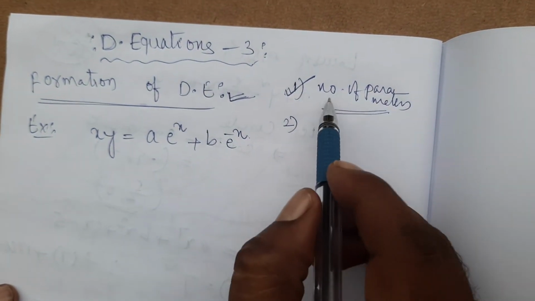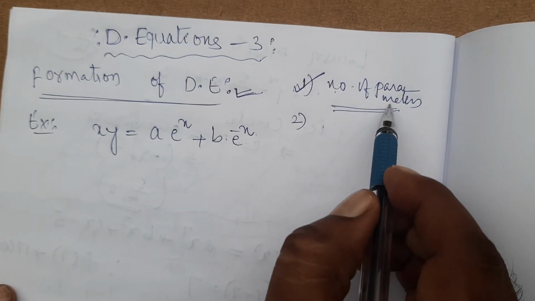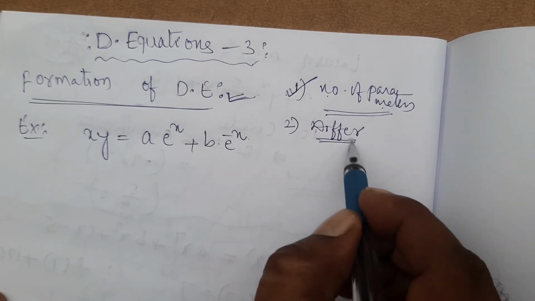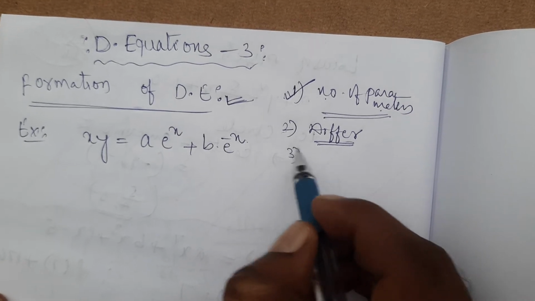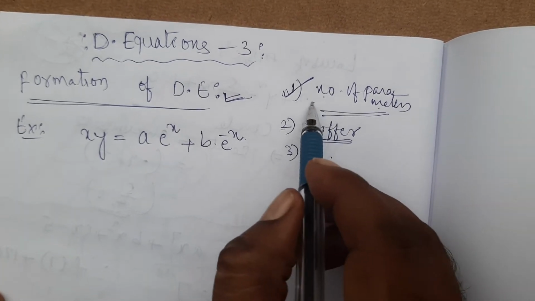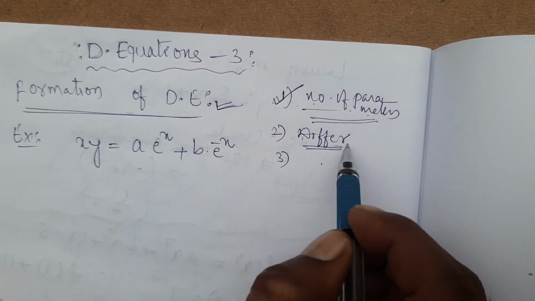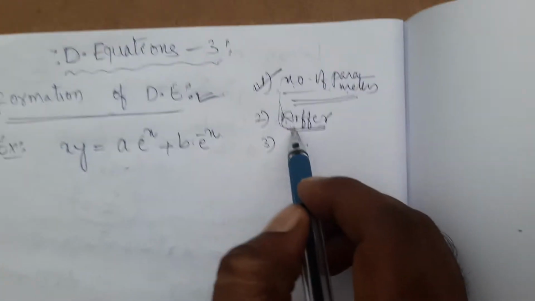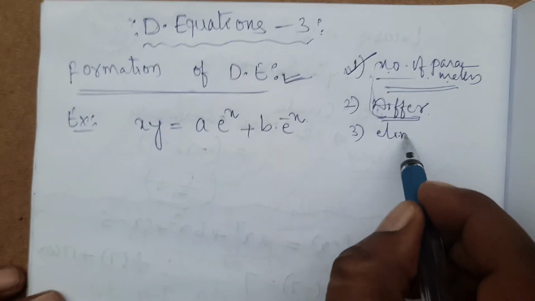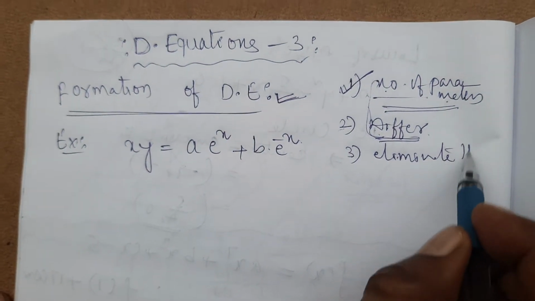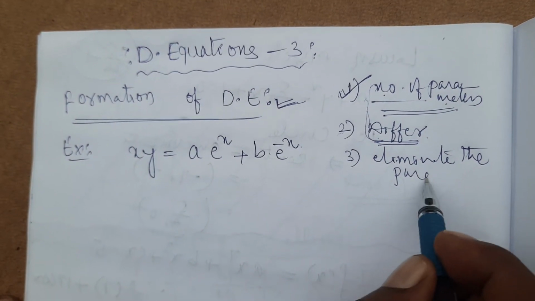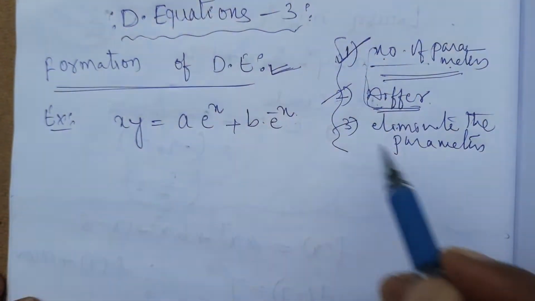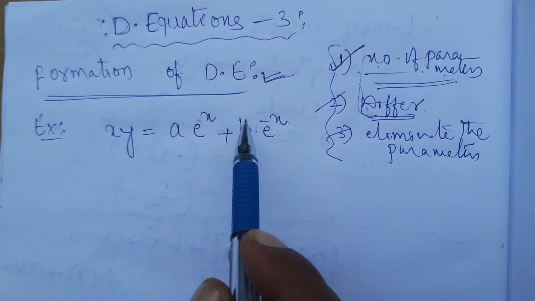In the second step, how many parameters are there? That many times you have to differentiate the given equation. Then in the third step, after differentiation, you will get a few equations. By using all these equations, we have to eliminate the parameters. These are the steps involved in the formation of a differential equation.